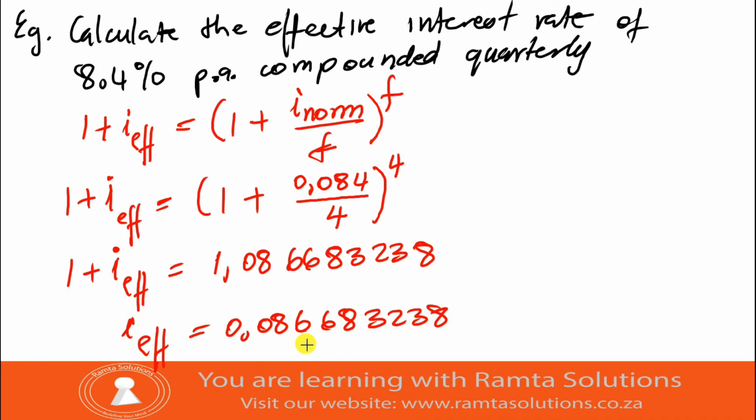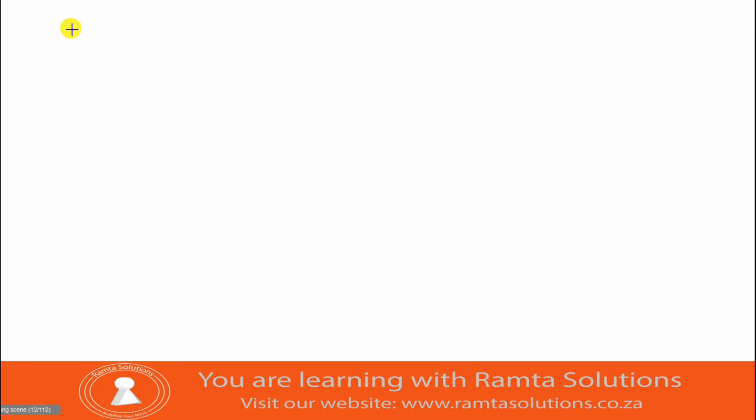Now, I can confirm, if you multiply this number by 100, it'll give you, correct to 2 decimal places, 8.67%. Okay, so our answer, effective interest rate is 8.67% per annum. You can leave it here and you are done.